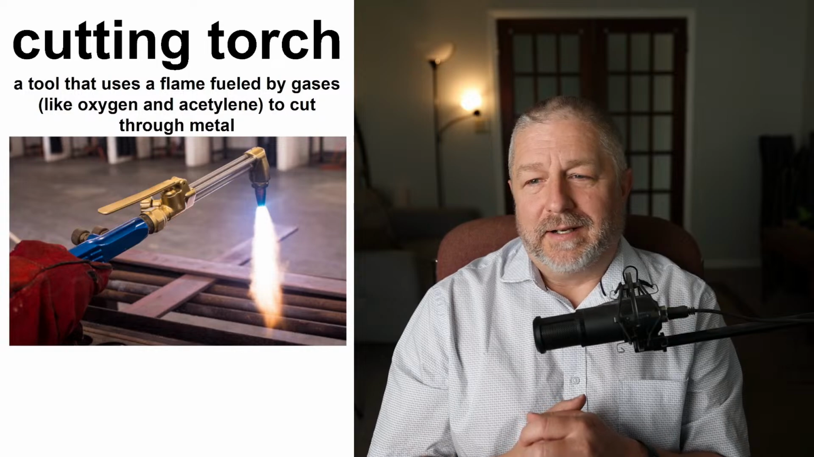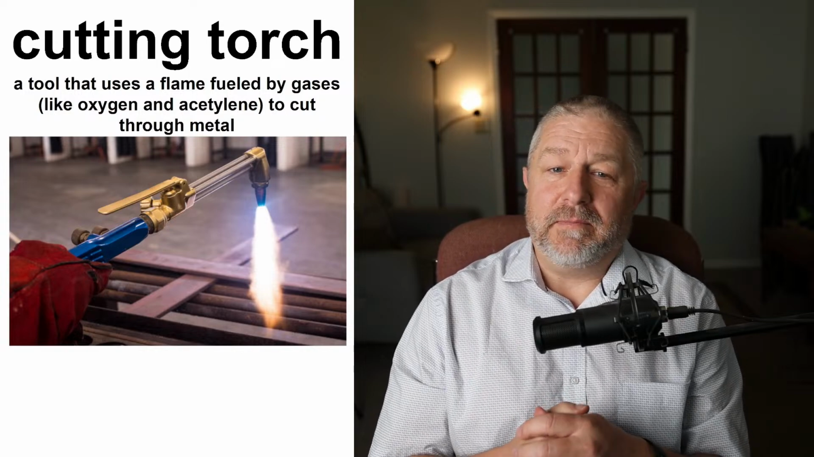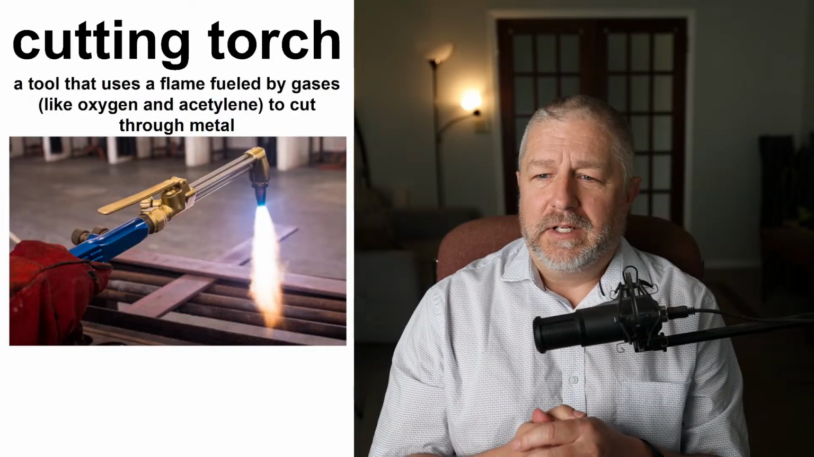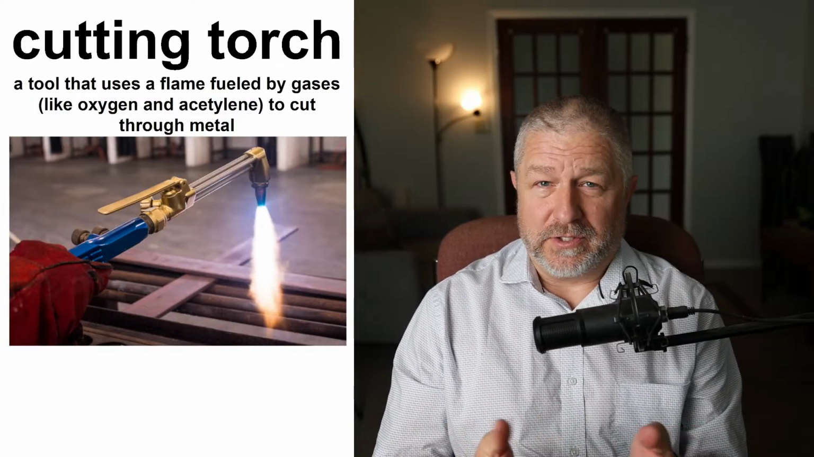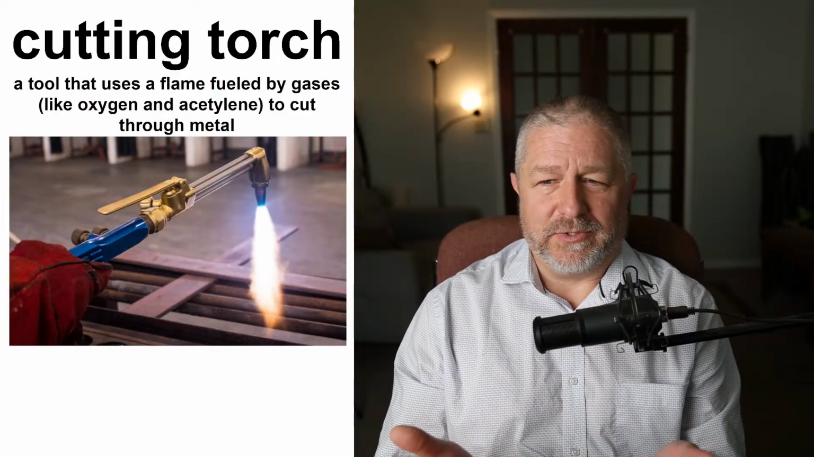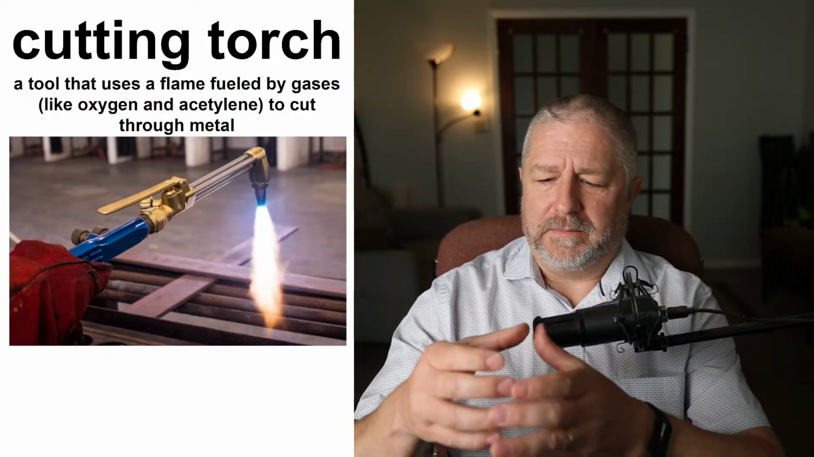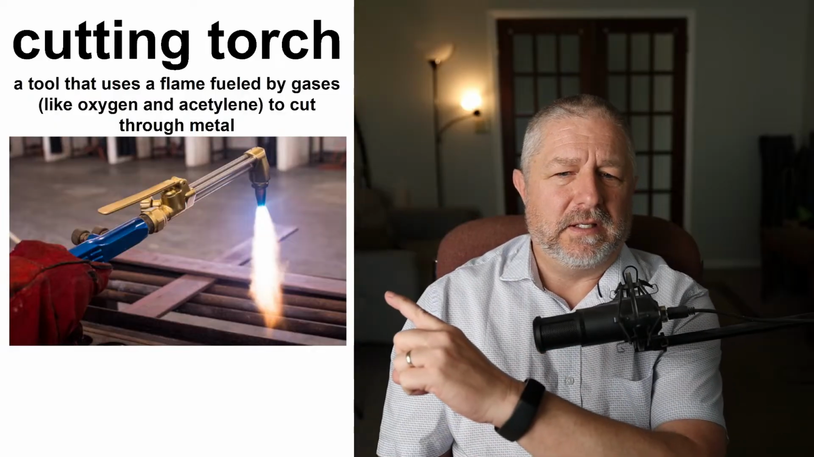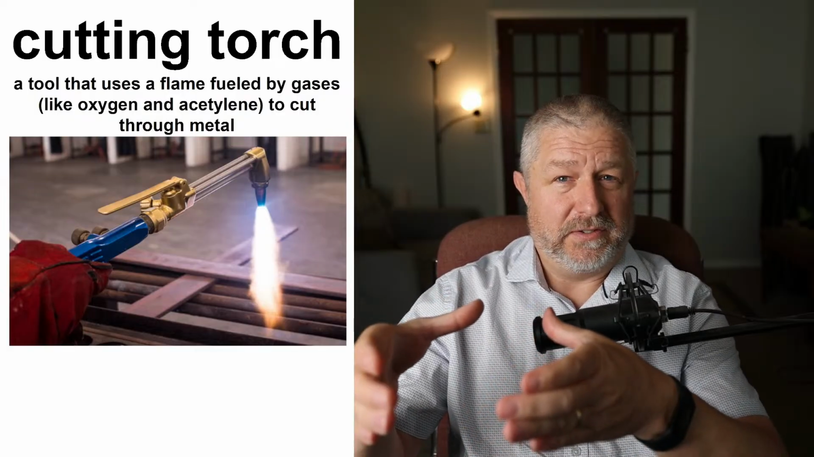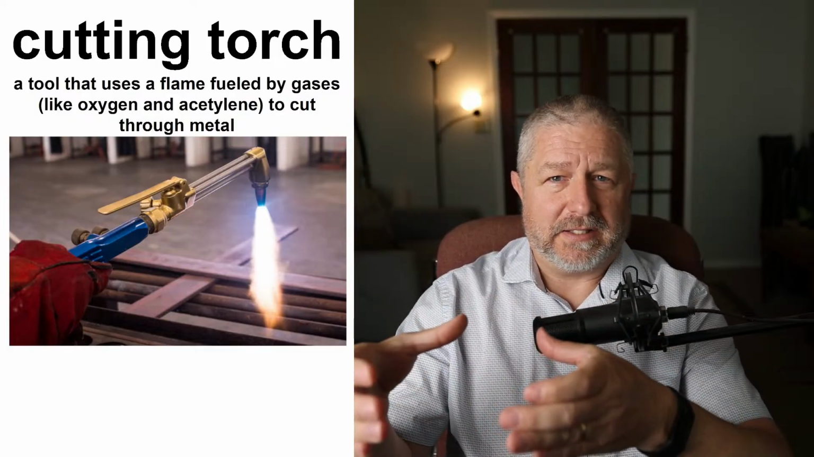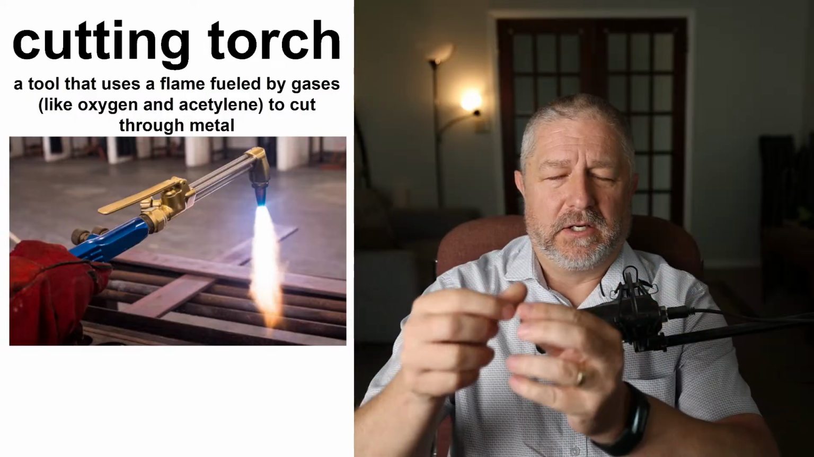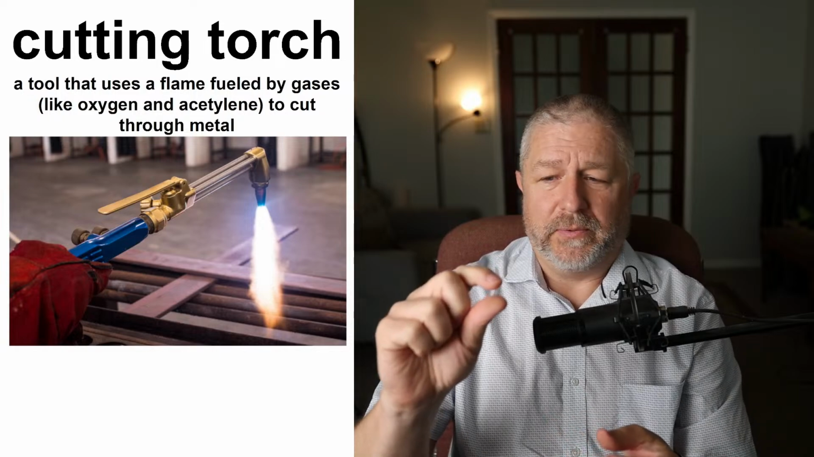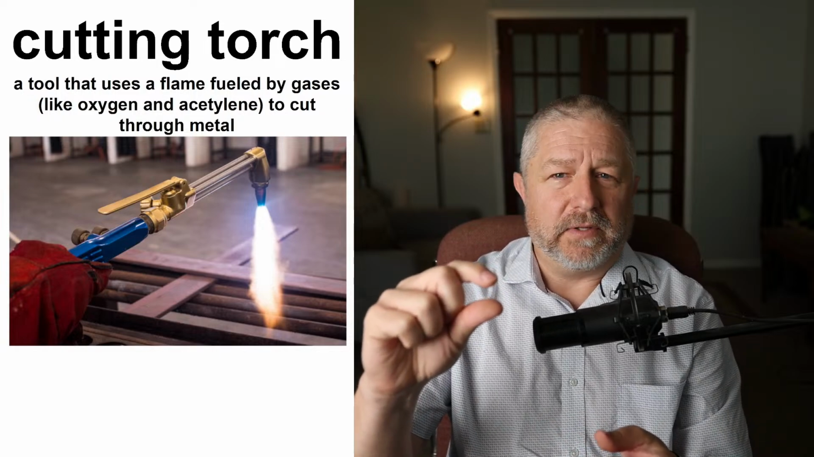Cutting torch. I do not have one of these. A tool that uses a flame fueled by gases like oxygen and acetylene to cut through metal. So we sometimes call it an oxyacetylene torch, or we call it just a torch or a cutting torch. It's different than like the small bottle of propane with the flame at the top. This is connected to two large canisters, and it's usually two different gases that when they mix create a very intense hot flame that's capable of cutting through relatively thick metal.